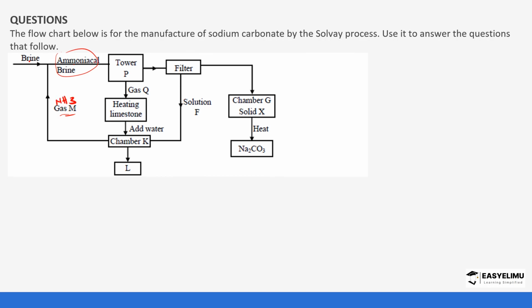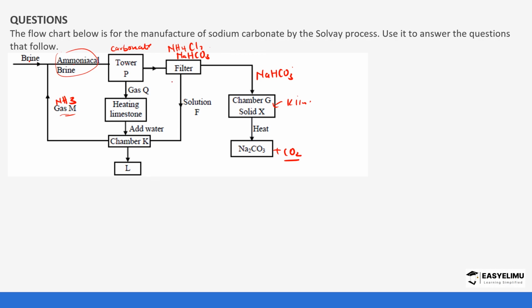And then ammoniacal brine is taken to tower P. This is the carbonator. And then in tower P, there is a reaction that occurs. The ammoniacal brine reacts with carbon dioxide and water, and the product is taken to the filter. So the products we form are ammonium chloride and sodium hydrogen carbonate. And then in the filter, the sodium hydrogen carbonate is crystallized off as a solid. So whatever we are bringing this side is sodium hydrogen carbonate, which is heated in the kiln to form sodium carbonate, and also carbon dioxide is given off.